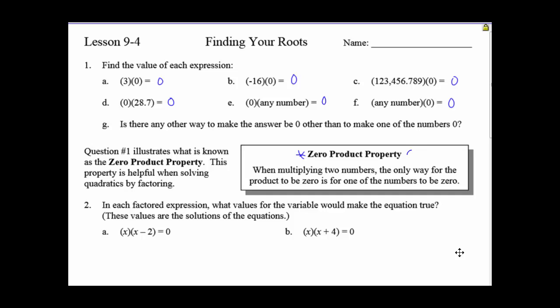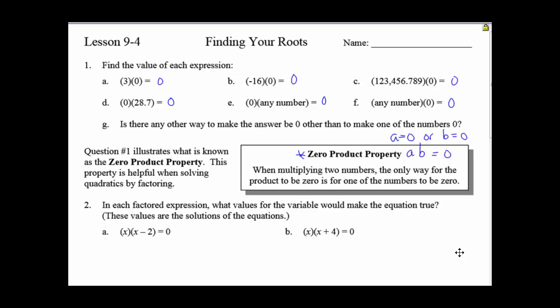So if we have A times B, and we want that to be equal to 0, we need to know that one of these factors has to be 0. So we can let A equal 0, or we can let B equal 0. And if one of them is 0, then no matter what we plug in for the other variable, we will always get 0 when we multiply.